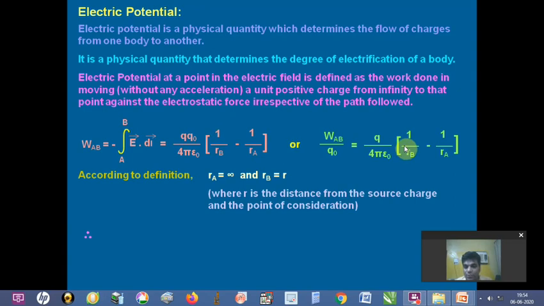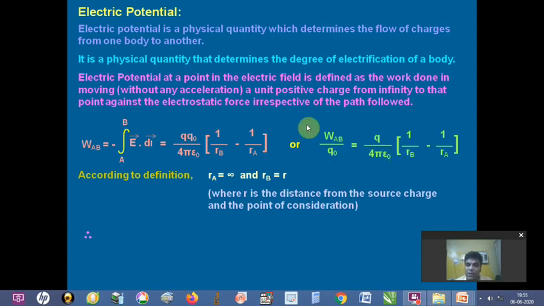When we put here rb is equal to infinity and ra is equal to 0, that means this term rb is equal to 1 over infinity. 1 over infinity will become 0. Sorry, rb is equal to r, and 1 over ra, 1 over infinity. We have to put here ra is equal to infinity and rb is equal to r. So that means we get q by 4 pi epsilon naught r.